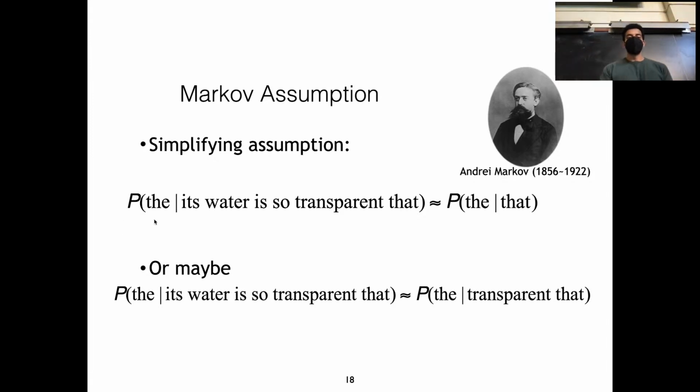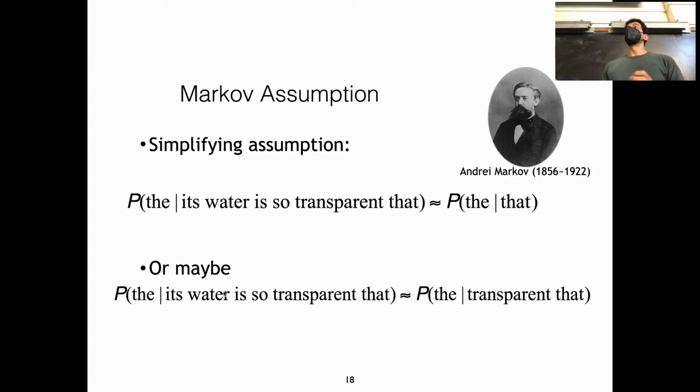So the probability of "the" given "its water is so transparent that", we will just simplify this to the probability of "the" given "that", if we're using a bigram model, which is only considering the immediate preceding word in the prefix. This is obviously bad, right? If we do this, we are ignoring the whole water thing and the transparent thing. There are so many fewer constraints when we remove everything except the previous word.